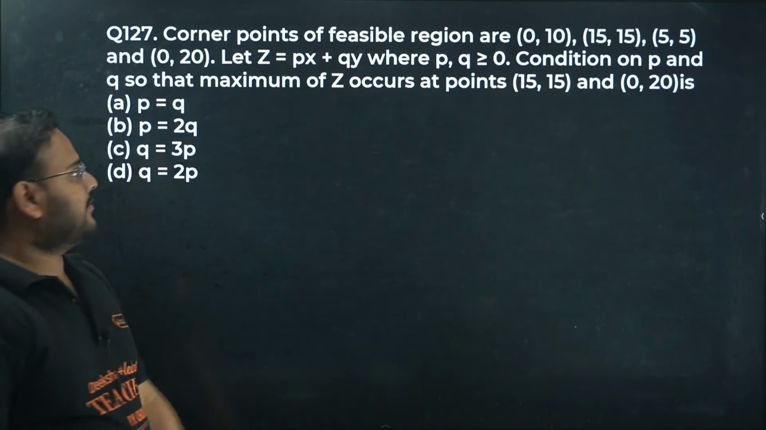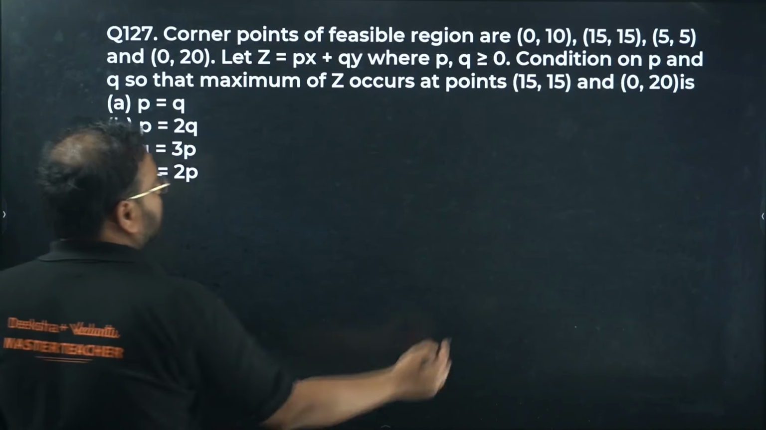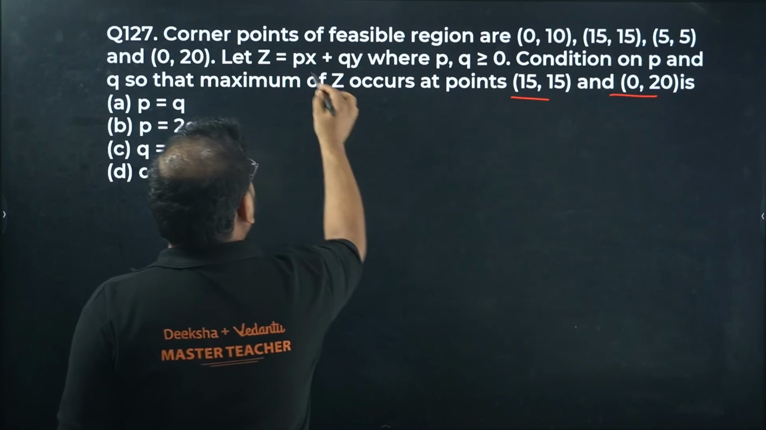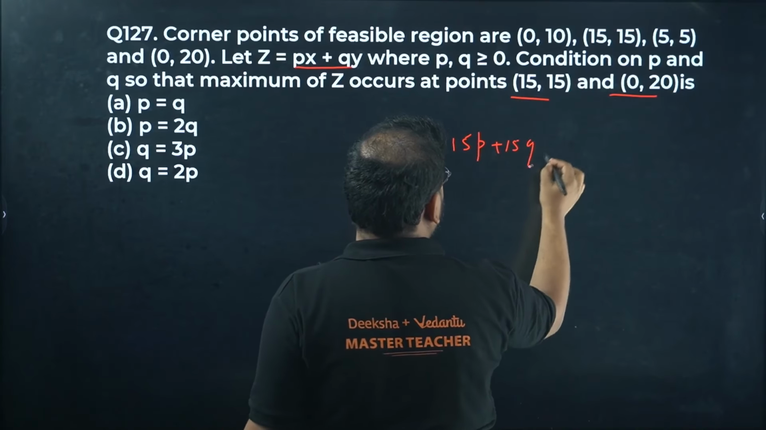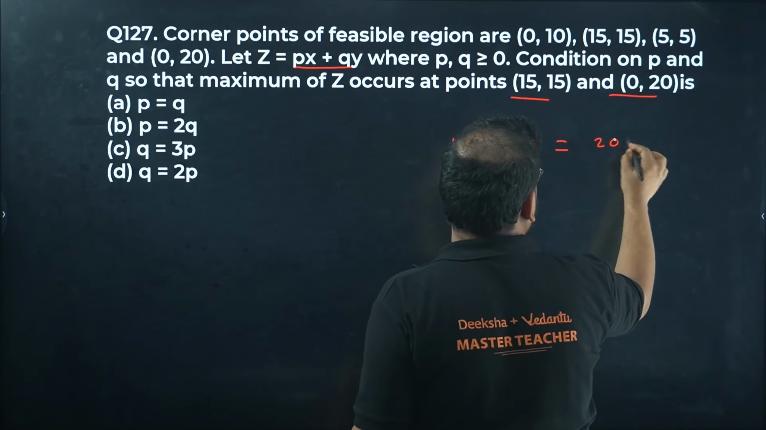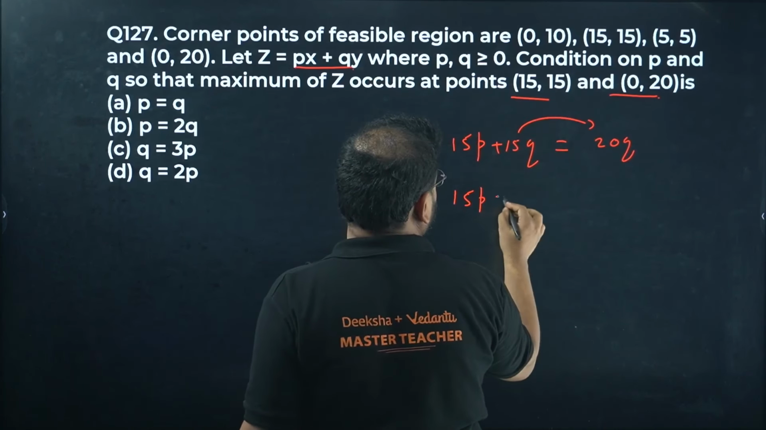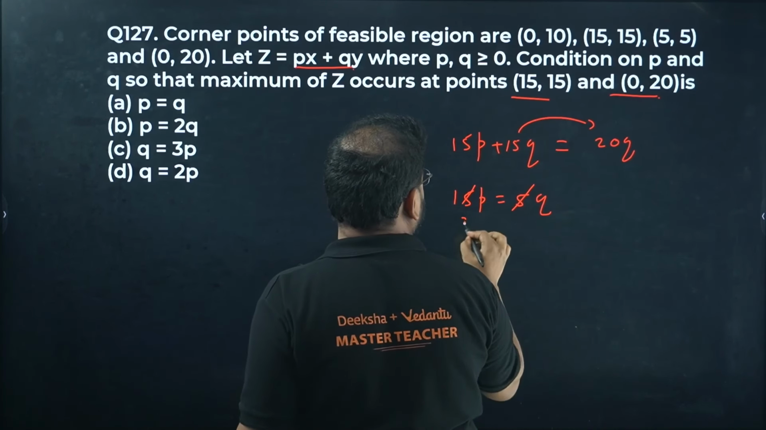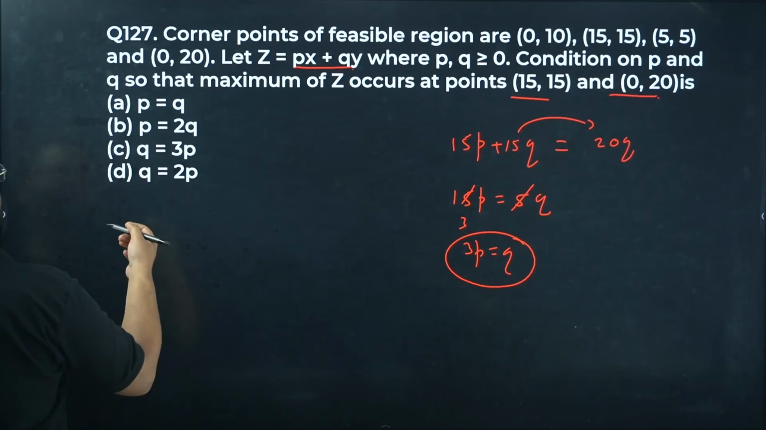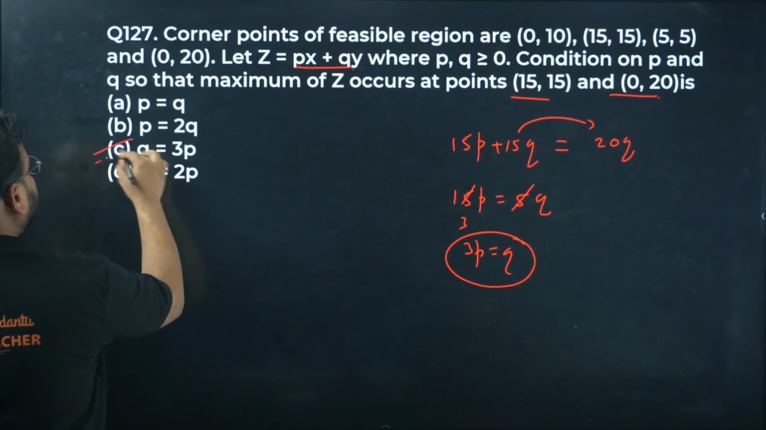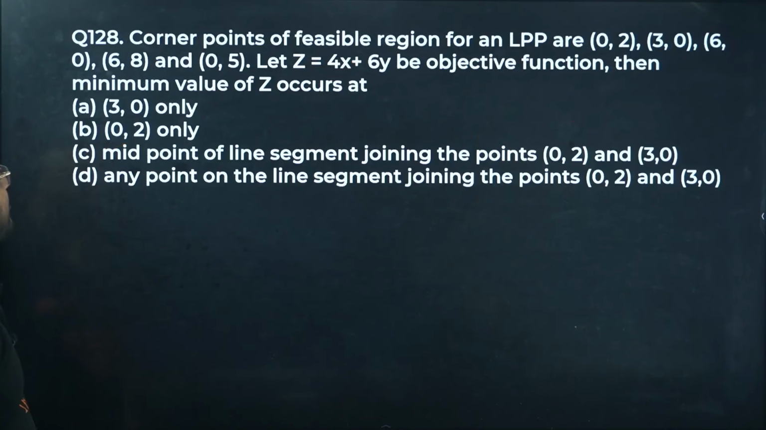Correct. 127. Corner points of feasible region. Maxima occurs at 2 points, 15, 15 and 0, 20. Put here 15p plus 15q equals 20q. 20 into q. 15p equals 5q, 5 times 3. So 3p equals q. Same question, different way. 3p is q. Answer is C. 3p is q. 127 is clear. 128 now.